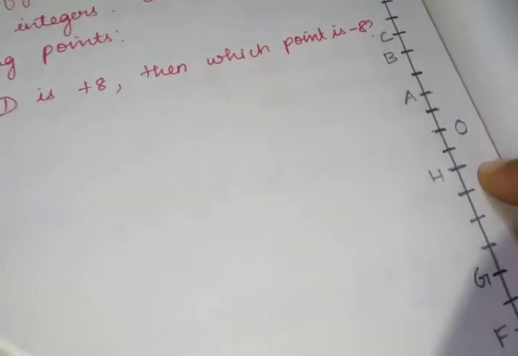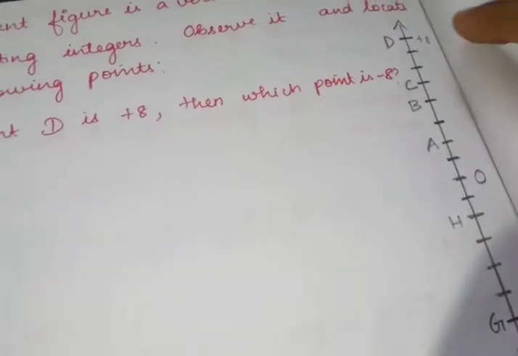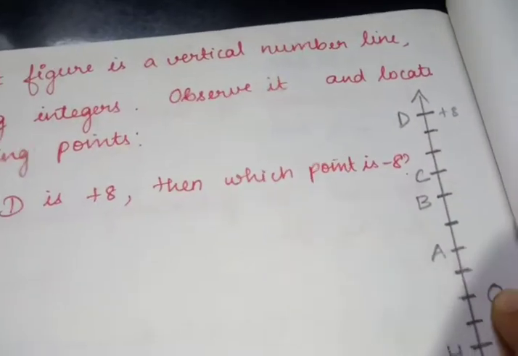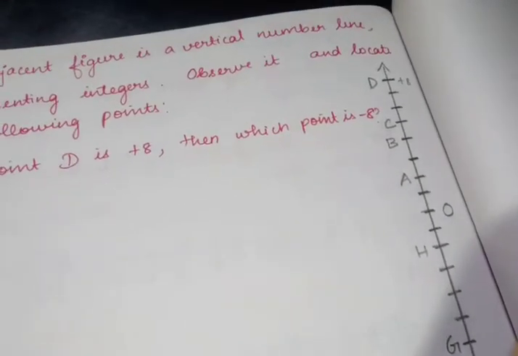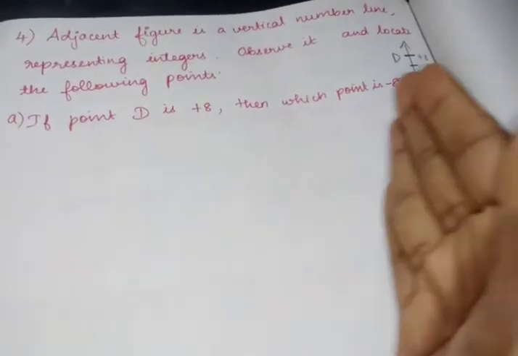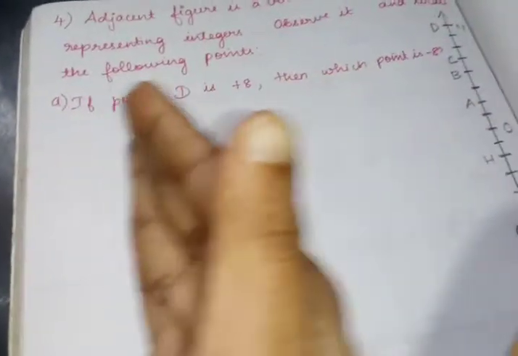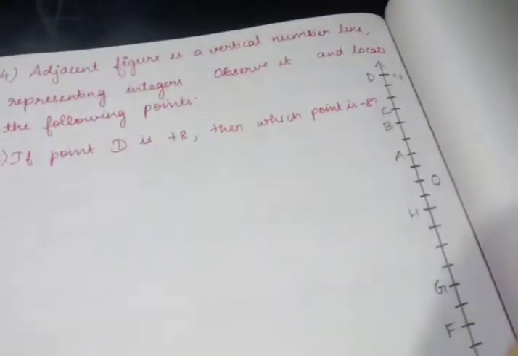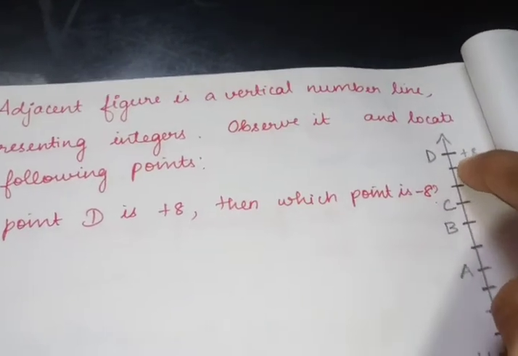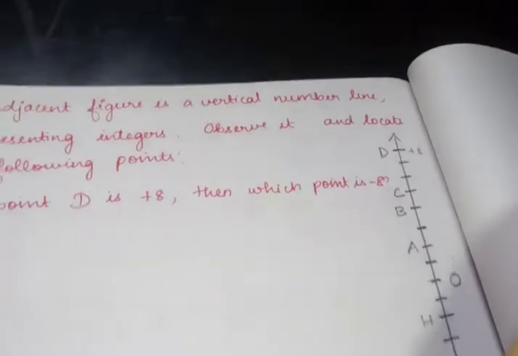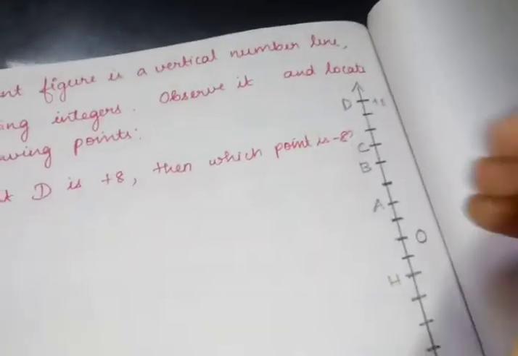So down only the minus will come. If here it is positive integers, then down only the negative integers will be there. That you know, right? If the right side is positive integers, on the left side only negative integers will be there. Likewise, they are saying if point D is plus 8, then which point is minus 8? Now we are going to find it.